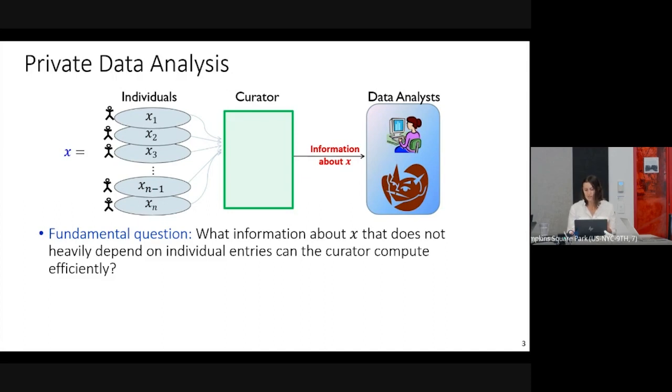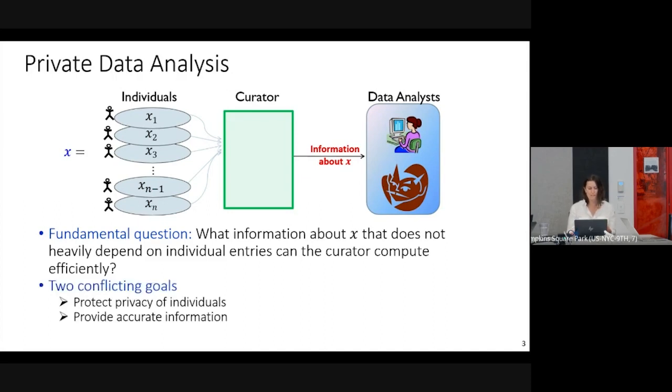And so the curator has two conflicting goals. They want to protect the privacy of individuals. Maybe this is a very sensitive data set, for example, while at the same time providing accurate information because it's also probably quite useful data. So this area has been very well studied, and there's a rigorous and mathematically informed notion called differential privacy that captures this idea.